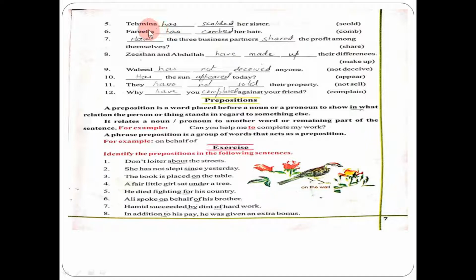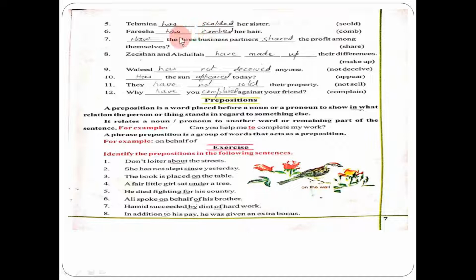Number 6, Fariya, then 2 gaps are given, her hair. And in bracket, which verb is given? Comb. So you are going to add these 2 words. Fariya has combed her hair.